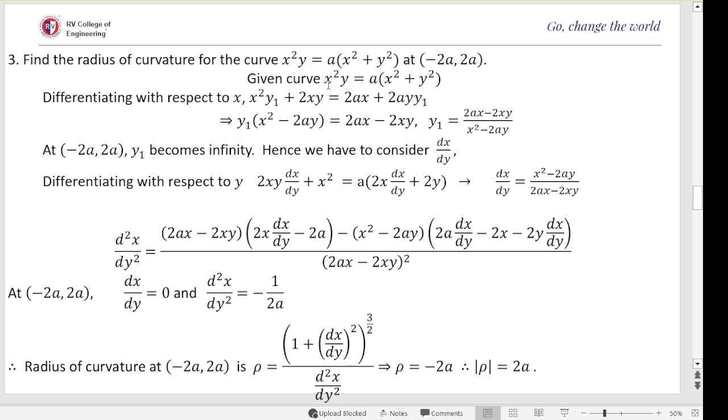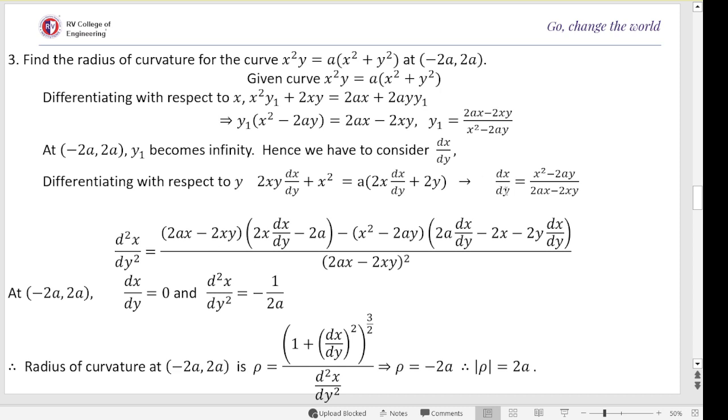So x square with respect to y means 2x into dx by dy, plus the y derivative is 1 into x square, equal to a into the derivative of x square with respect to y. So 2x into dx by dy, and y square with respect to y, 2y. This implies, collecting dx by dy together, we'll get dx by dy equal to x square minus 2ay divided by 2ax minus 2xy.